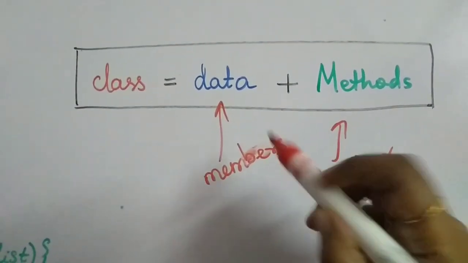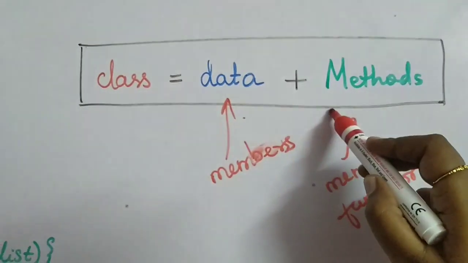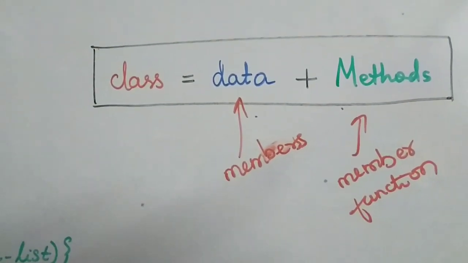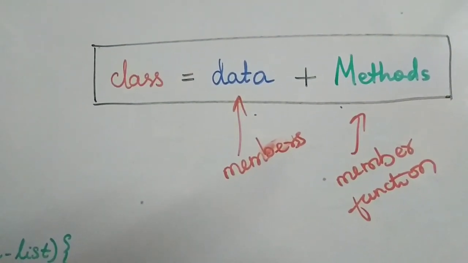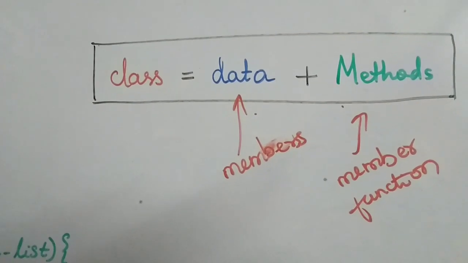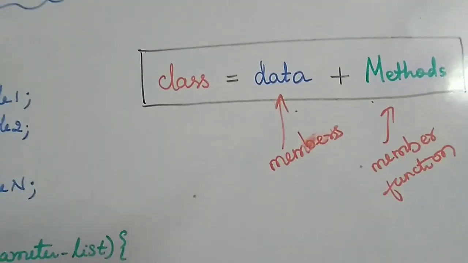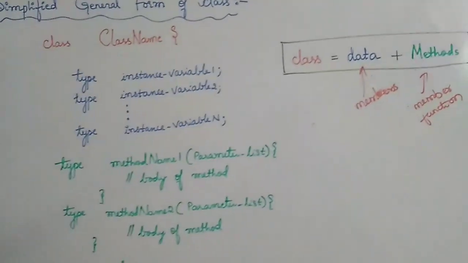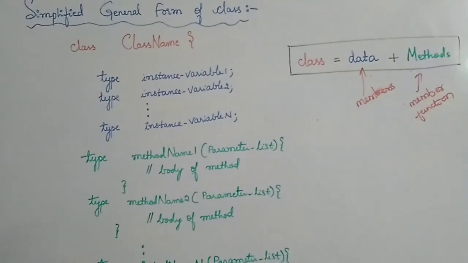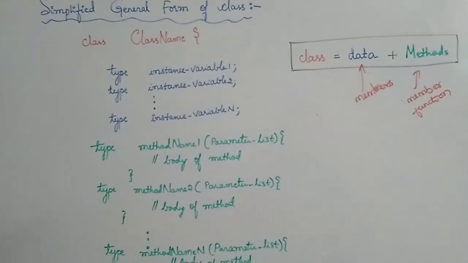So the class will be the combination of data and methods. But there can be a class which contains only data and there can be a class which contains only methods. But the real world class will contain both data and methods. If a class has only data or only methods, it's not wrong. It can contain that.